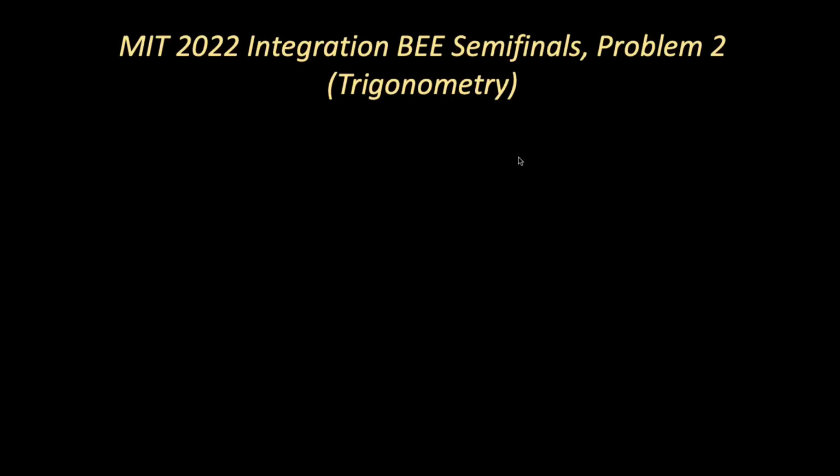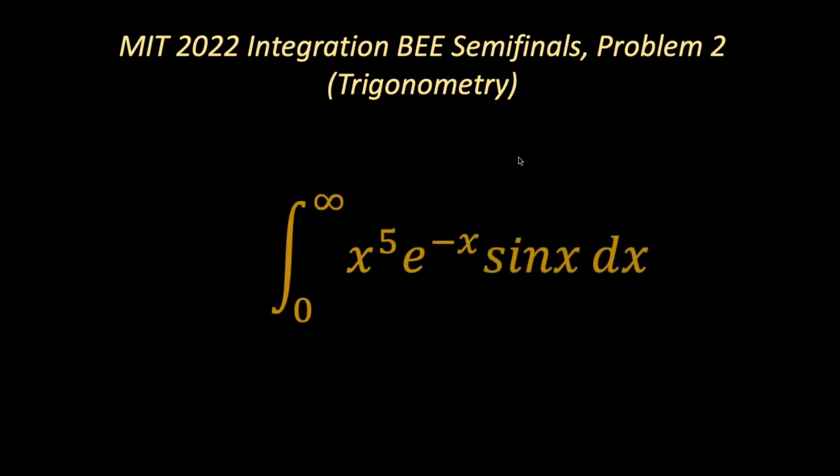Now, today we are still on the MIT 2022 Integration B. We step to the semifinals, still on this humongous topic of trigonometry. The first appearance of anything related to trigonometry in the semifinals of 2022 was problem number 2, which was the integration of x to the power 5 times e to the power negative x times sine x, integrating from 0 to infinity.